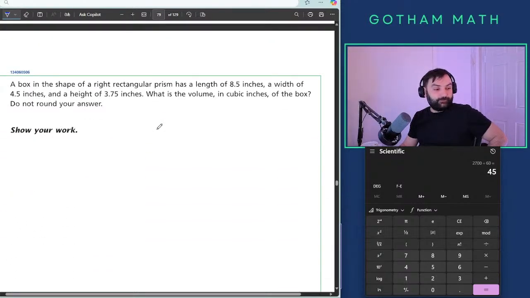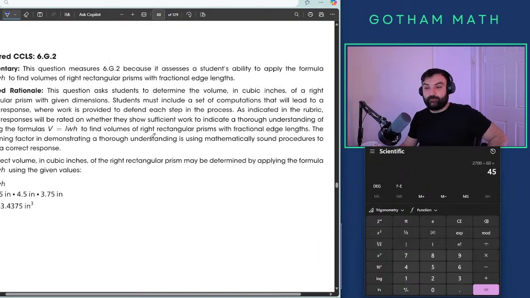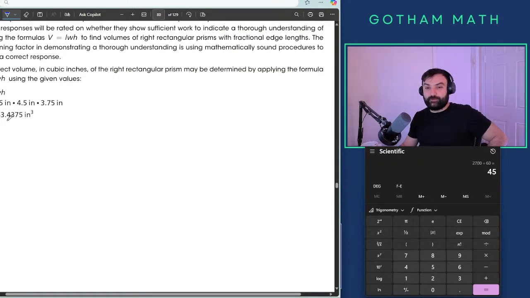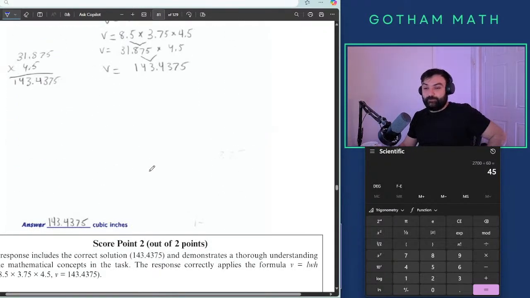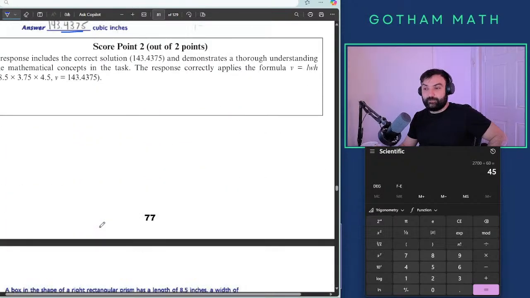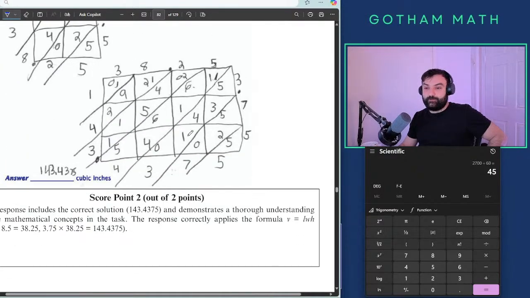Did you get this one? Yeah. What do you got? 143.6375. 143.4375? No, 6375. Because you probably multiplied a little bit wrong. But what would be the final answer though? Oh, you have to actually list the whole thing, right? Ooh, okay.